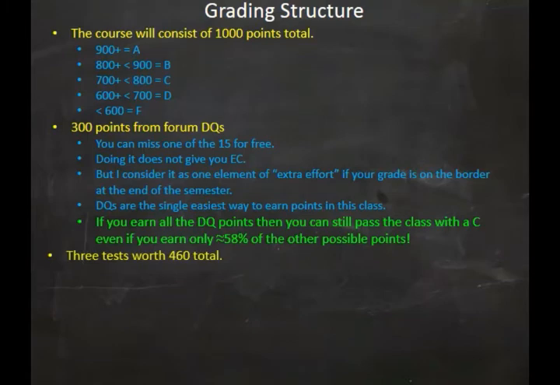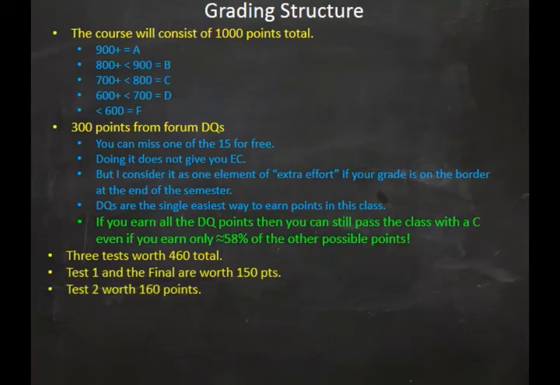There are 3 tests with a total of 460 points. The first test and the final are worth 150 points each. The second test is worth 160 points. 40 of this is in test form, and the other 120 points is in the form of an extended essay, which you have about 2 weeks to write. This means that the final draft is expected to be well thought out, edited, and polished. I want you to turn in something you're proud of.